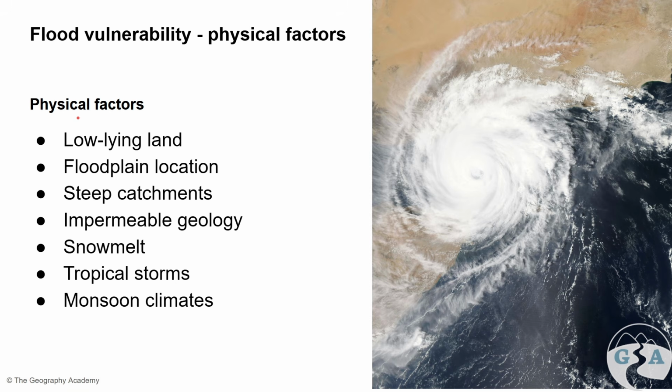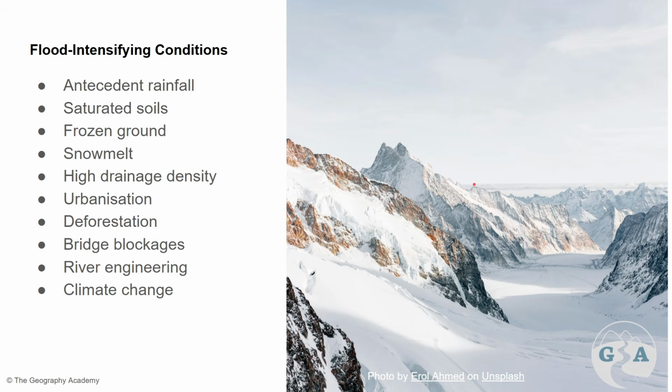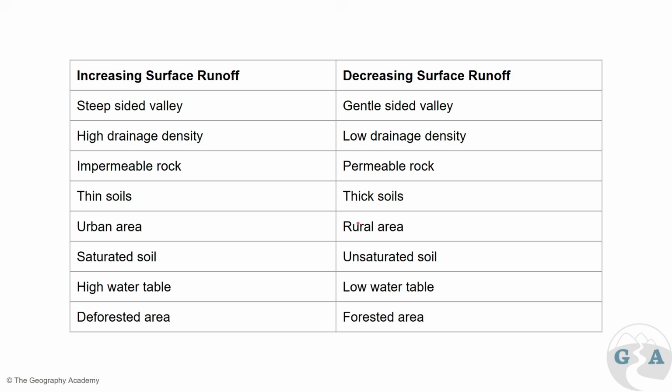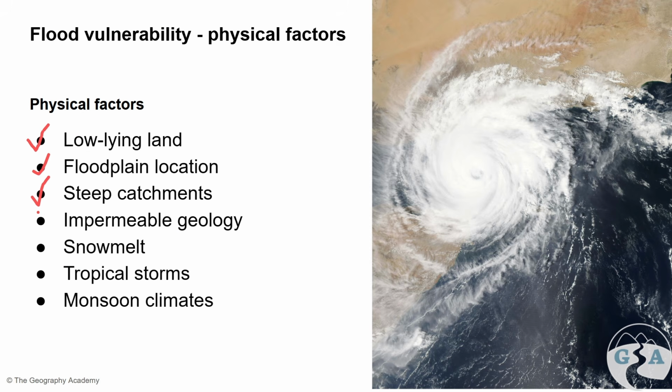So vulnerability, if you're in low-lying land, that's fair enough. You have more chance to be flooded. Floodplain locations. Steep catchments, what we were looking at before, can cause lots of rapid flow with lots of high drainage basin density, tributaries for example, and this can cause an increased risk. Impermeable geology, snow melt, tropical storms and monsoons.